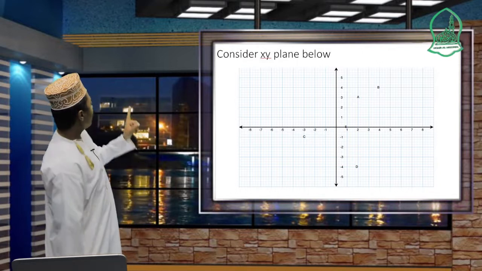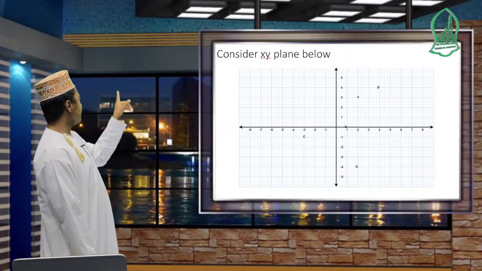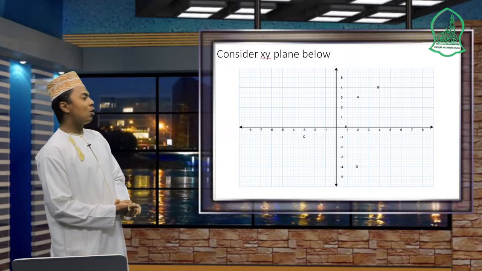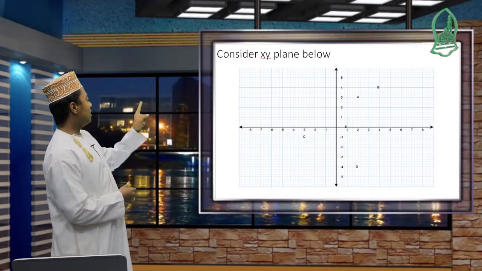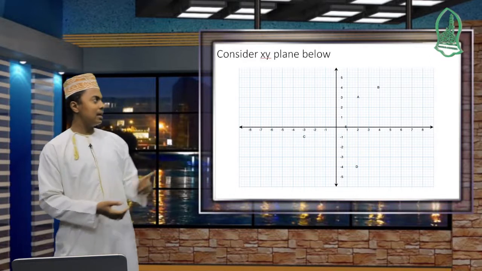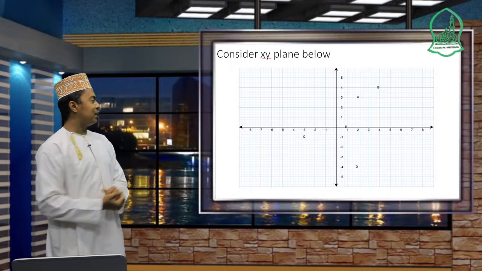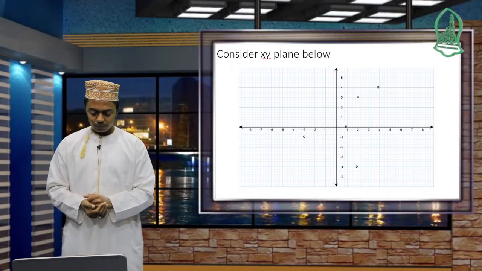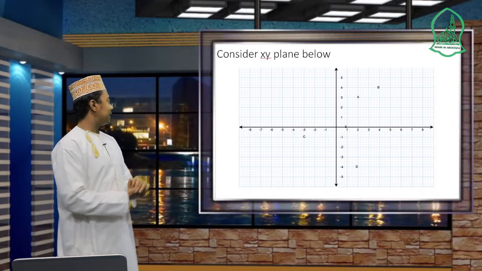So here we have different points. We have A, B, C, D, and E. So I'm going to try to find the position of each point within this graph. Within the graph, we have to find the position of each point. So let us start with A. Look at that A.